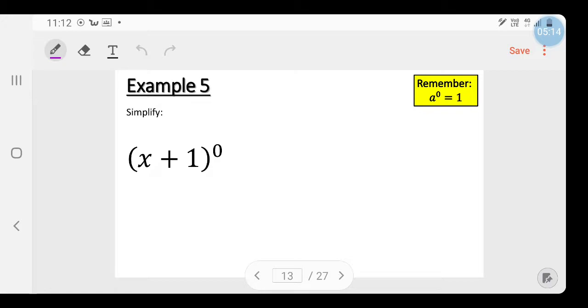What about something strange like this? We've got an x plus 1 inside of some brackets raised to the power of 0. Well, don't even think twice about it. If there's a bracket on the left and a bracket on the right, it equals 1. Now, if there was something like a 2 out the front there, then it would be 2 times 1, which would be 2. But not for this one.